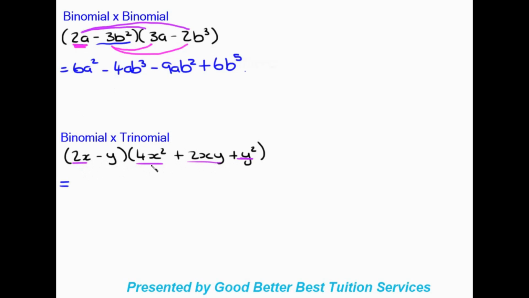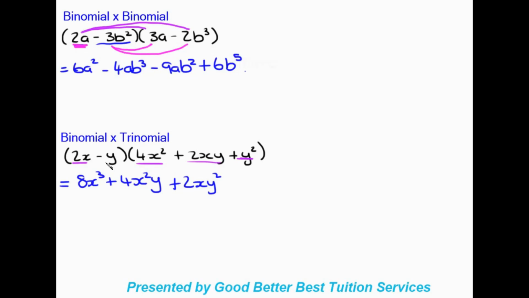So we're going to go 2x times 4x squared. That's going to give me 8x to the power of 3. 2x times positive 2xy. We are going to get positive 4x squared y. 2x times y squared. We're going to get positive 2xy squared. So now, once we've done that, we can see we have 3 terms so far in our answer, and that's because we times our first term here into the trinomial, right?